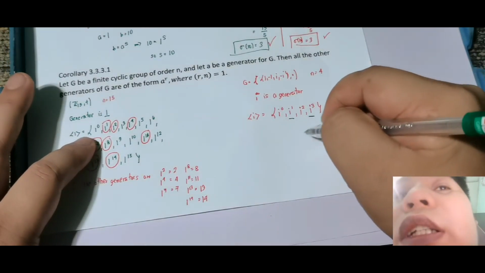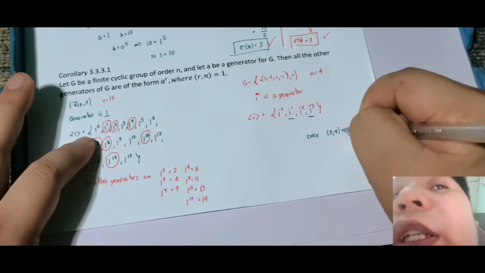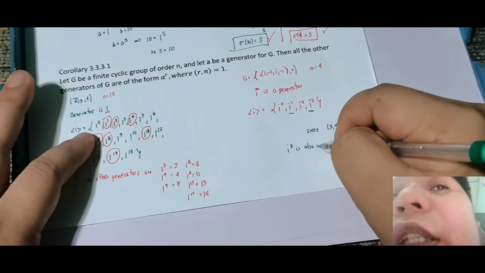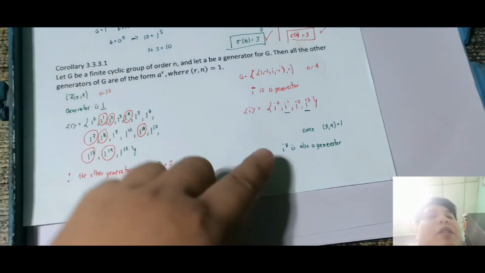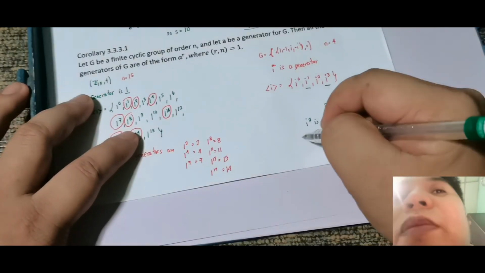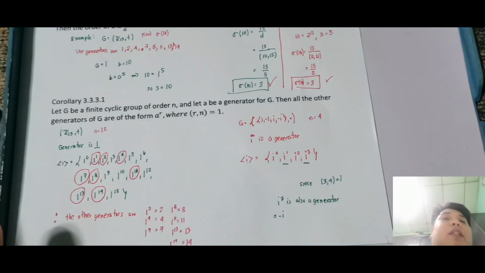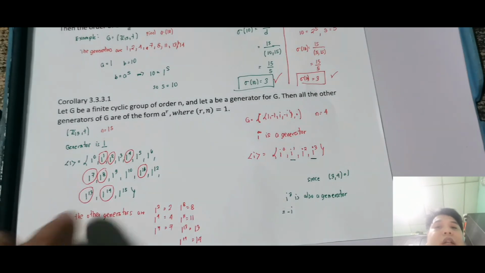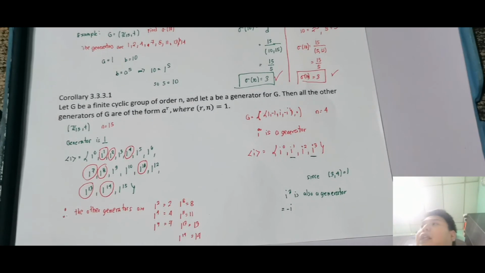Okay, so since GCD ng 3 and 4 is 1, so meaning yung i raised to 3 is also a generator. So ano yung i raised to 3? i times i is negative 1, times i is negative i, which is equal to negative i. So tama yung theorem o yung corollary na to. Again, yung corollary na to is para ma-determine mo yung other generator niya, which is ayan. So tandaan yung way ng corollary na to.